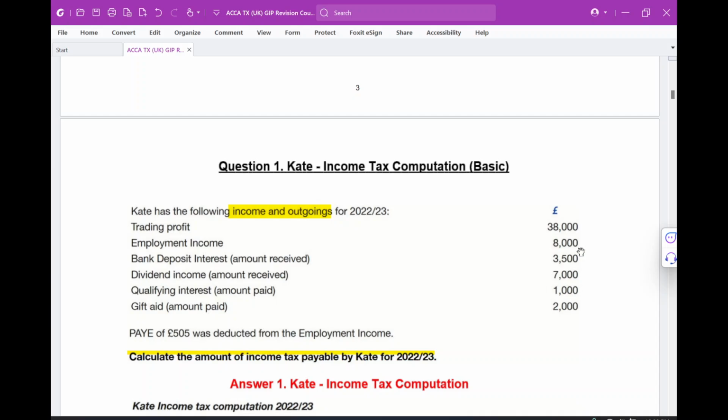Okay? So there's the various items of income. It looks like 4, and we have 2 outgoings, as it were, the qualifying interest and indeed gift aid. On the very final sentence, it says PAYE of 505 deducted from employment income. Now, we should know from our past studies that PAYE simply means deductions at source where a person is employed. So what we have to think about is that this element here is the tax cumulatively deducted over the course of time during that tax year.